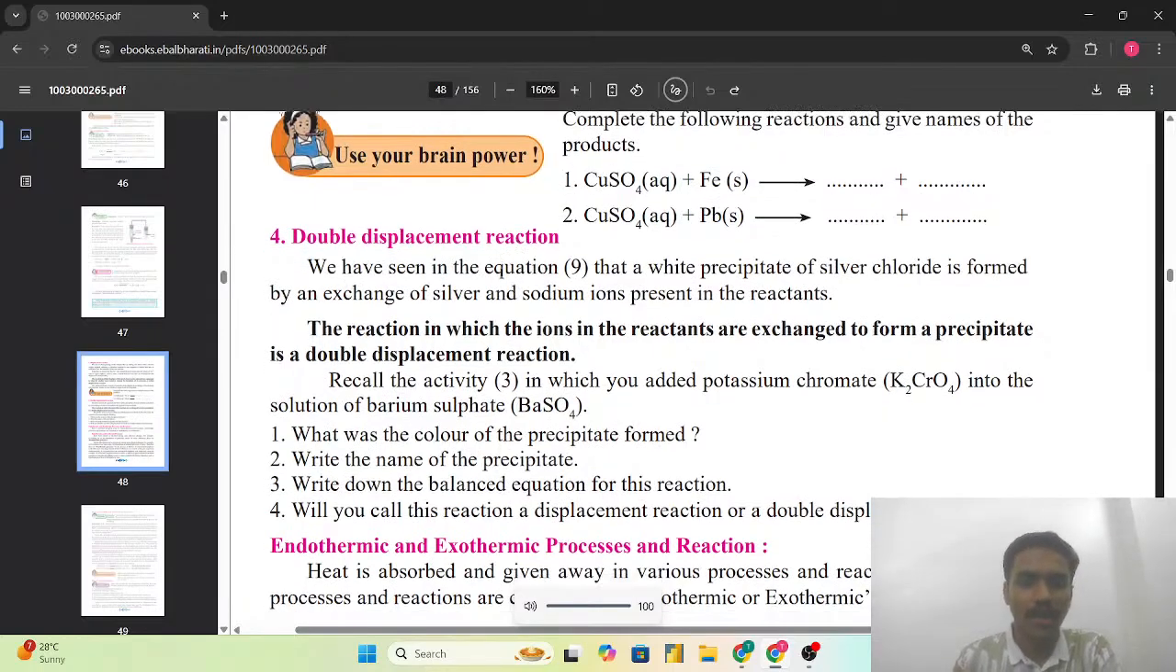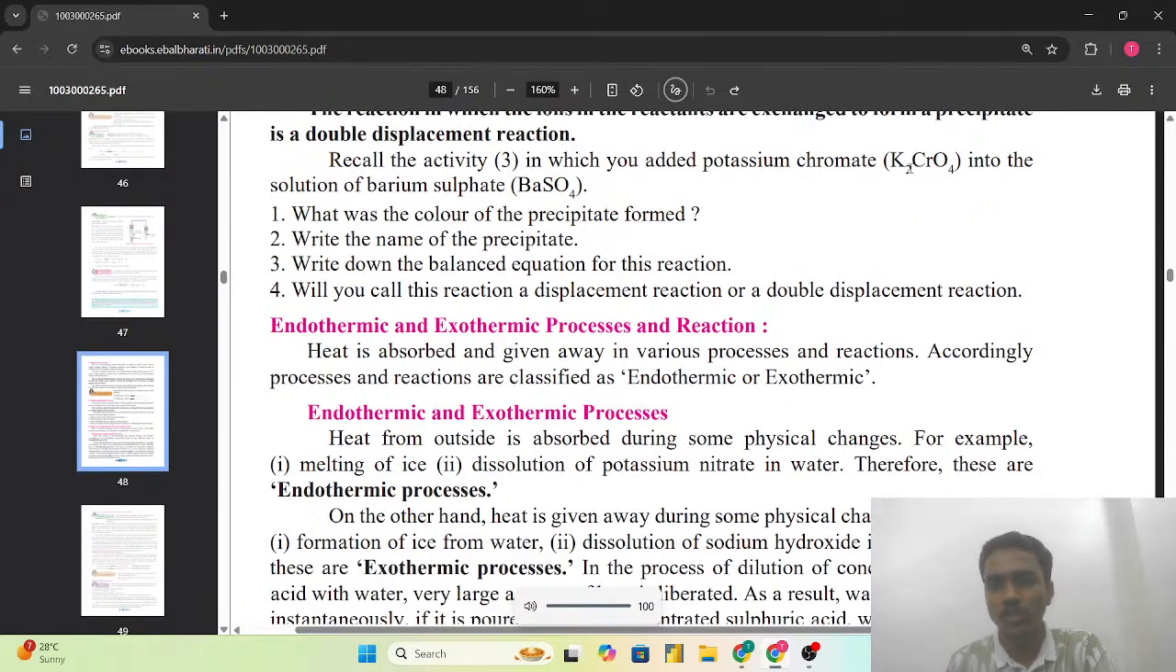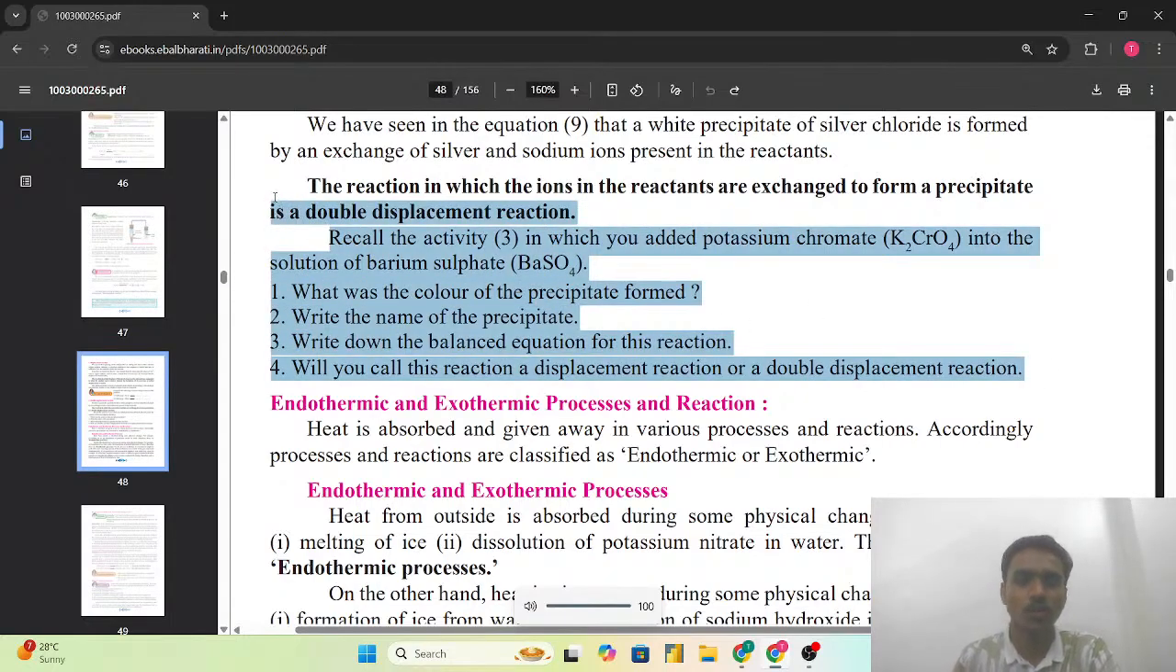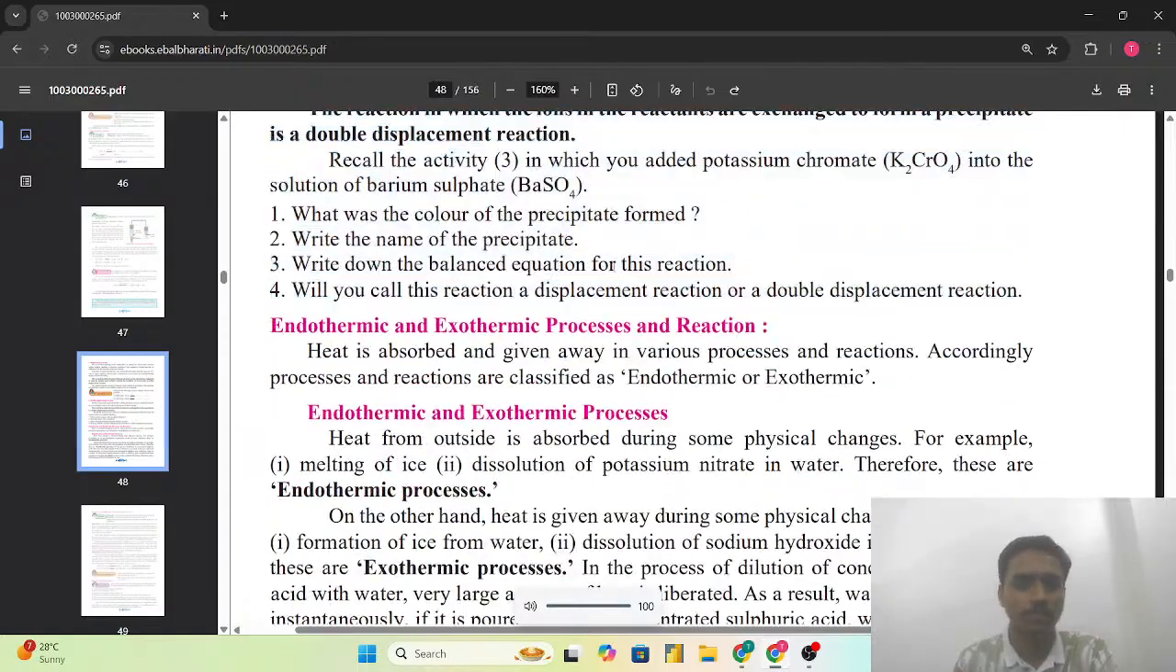Recall activity 3, in which you added potassium chromate, that is K2CrO4, into the solution of barium sulfate. This is also a reaction we have seen. Here also there is the formation of barium chromate and potassium sulfate. What was the color of the precipitate formed? Write down the name of the precipitate. This is one activity for you to perform, to see whether it also follows the rule of the double displacement reaction or not.